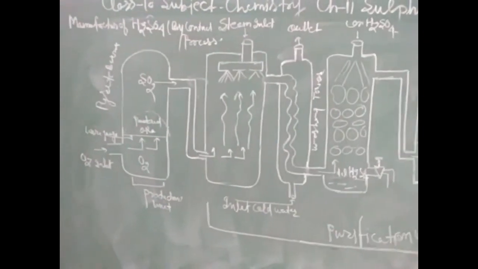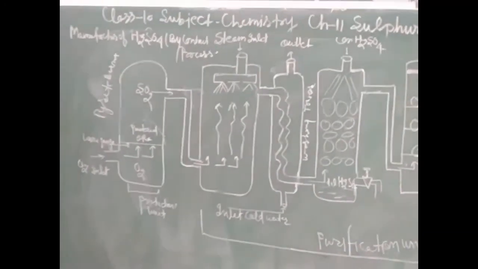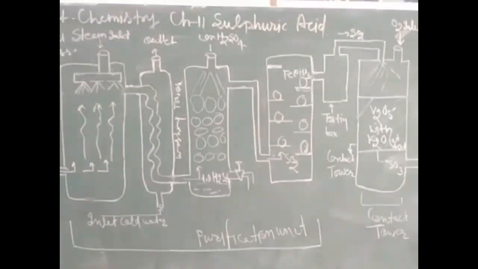Again dear students, watch the full diagram that is discussed here. This is the contact process for manufacture of sulfuric acid in industry for industrial use.